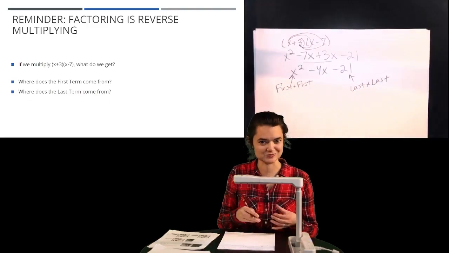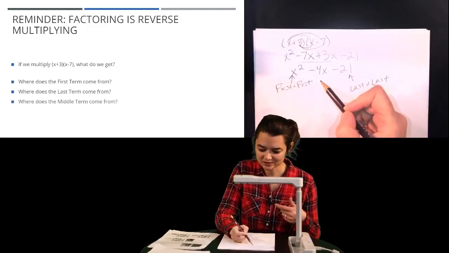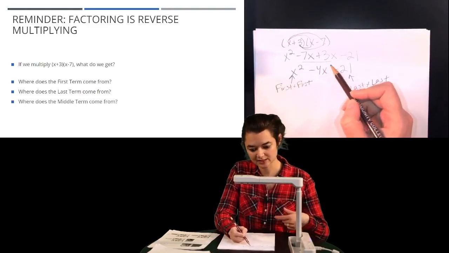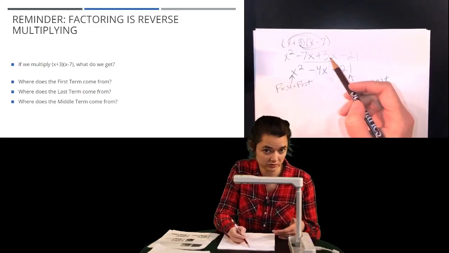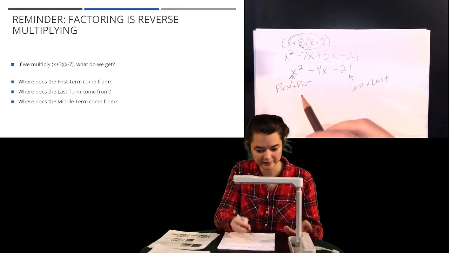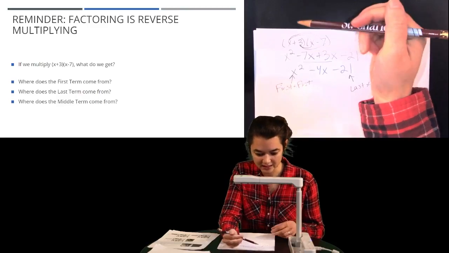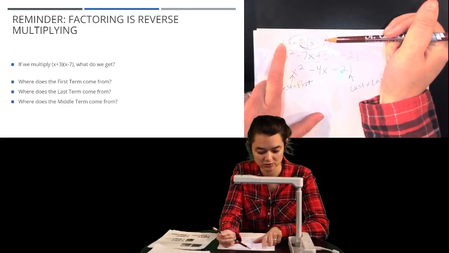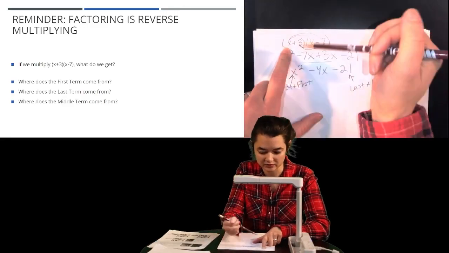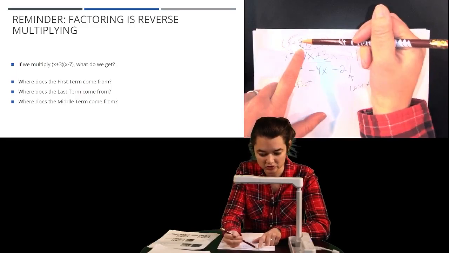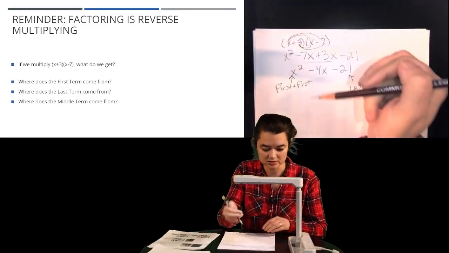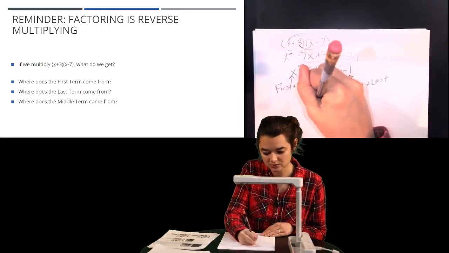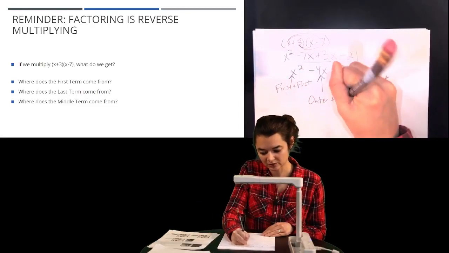And the more interesting one is probably that middle term, isn't it? Because where did the negative 4x come from? Well, we had to go back a step and say the negative 4x came from me adding negative 7x and 3x. Well, where did those come from? The negative 7x came from me multiplying x and negative 7. So those were the outside ones multiplied together. Where did the 3x come from? That came from me multiplying the 3 and the x together. Those were the inside ones. So where does that middle term come from? It comes from the outer product plus the inner product added together.